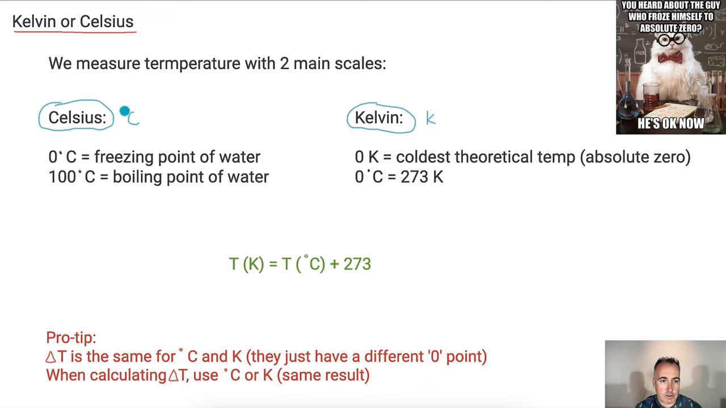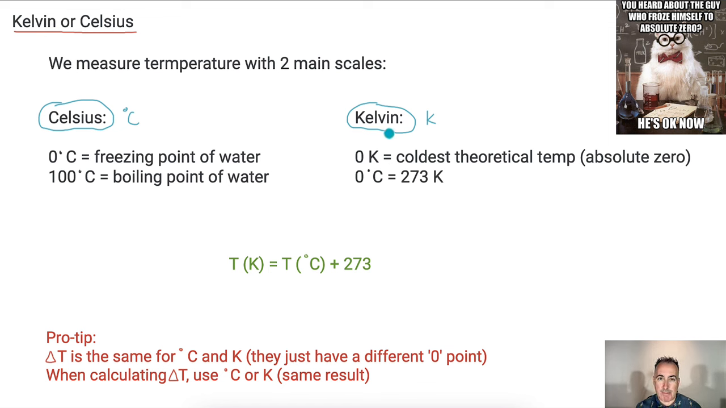If you look at these ones right here, we've got it fixed. 0 degrees Celsius is the freezing point of water. That's where, if you go any colder, then water freezes, and if you go any warmer, it starts to melt. And 100 degrees Celsius is the boiling point of water. Isn't that easy? Now, Kelvin, however, is something different.